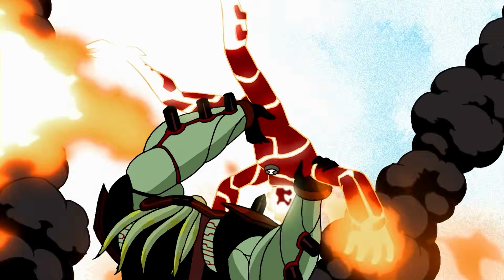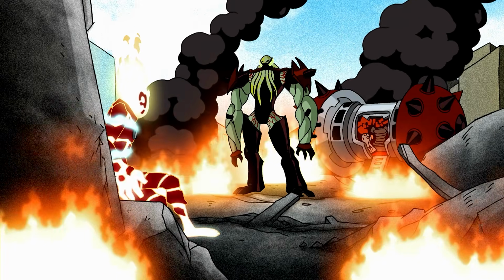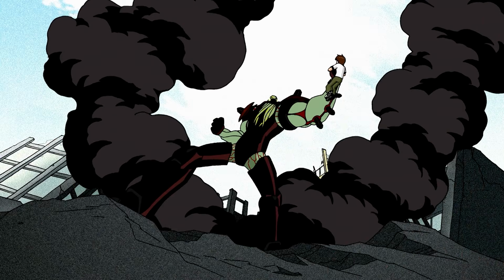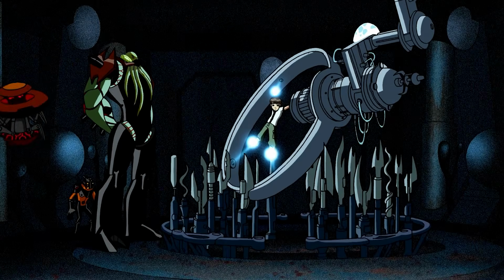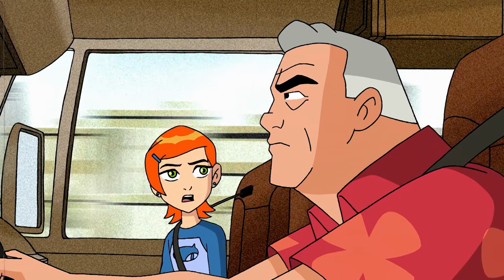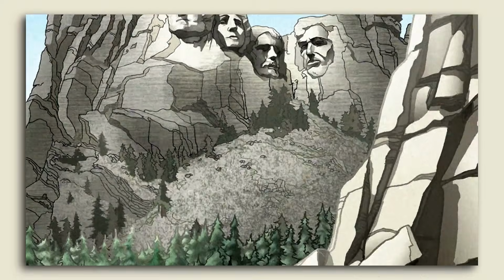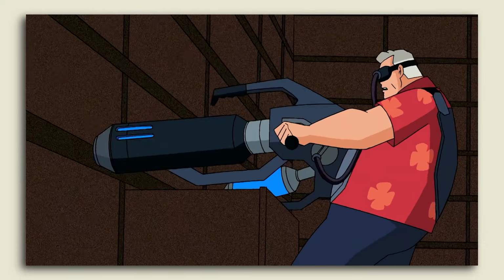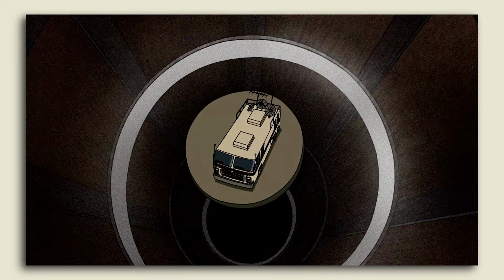Vilgax showed up after his wounds got healed and attacked Ben because, again, he wanted to get the Omnitrix. He kidnapped Ben and tried to remove the watch, however, he couldn't. Although Max warned Ben not to attack Vilgax, he went to Mount Rushmore to get some secret weapons from an old secret base that he used in the past to save Ben.